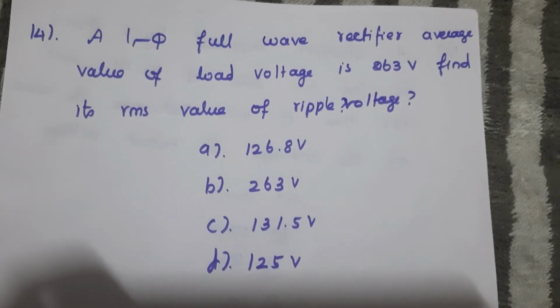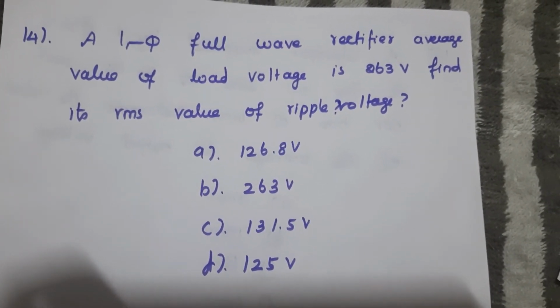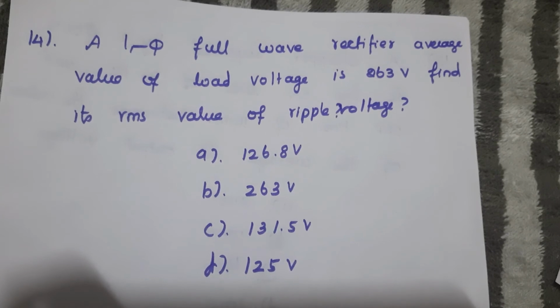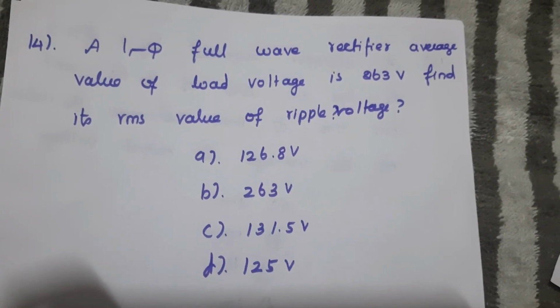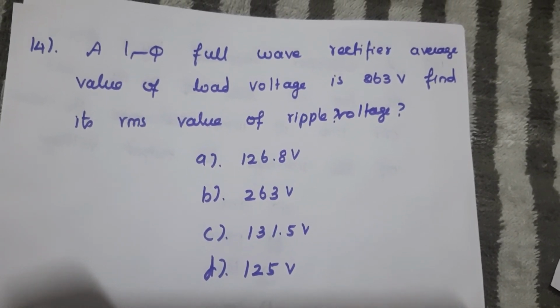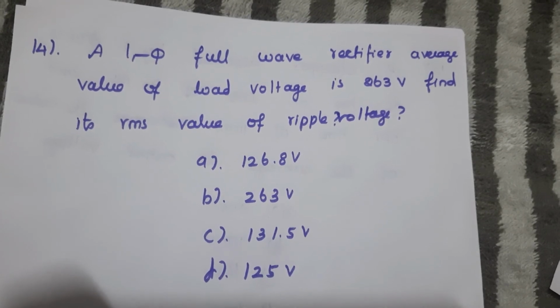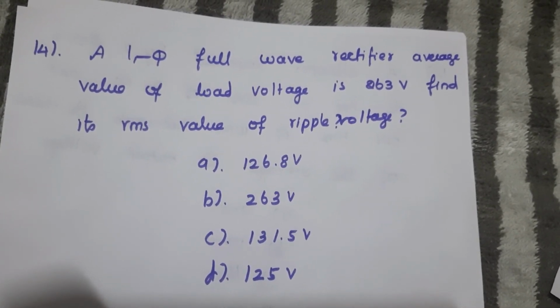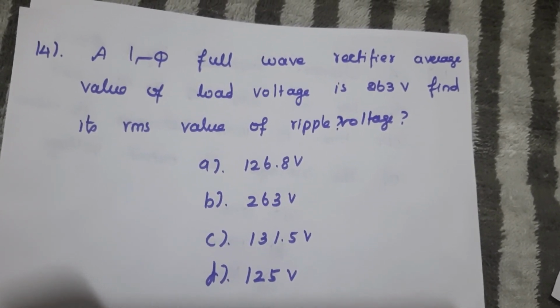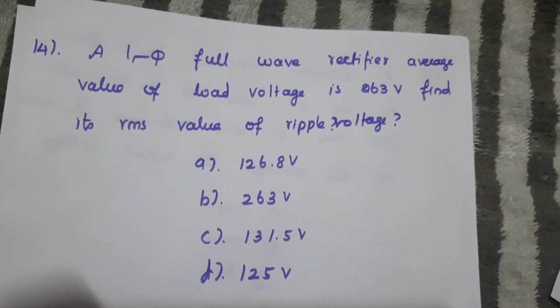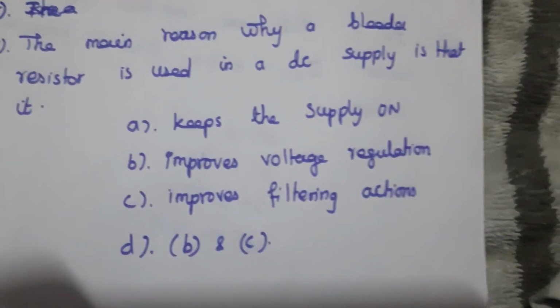And 14th question: in a single phase full wave rectifier, the average value of load voltage is 263 volt. Find its RMS value of ripple voltage, VRMS. Find the correct answer.